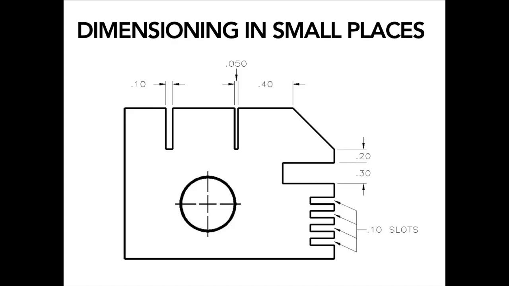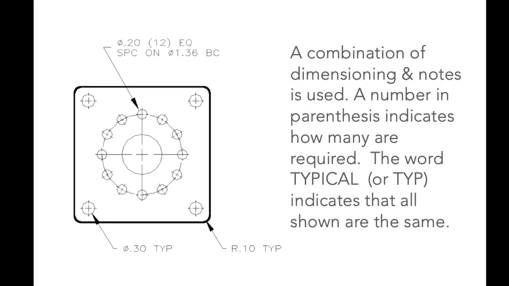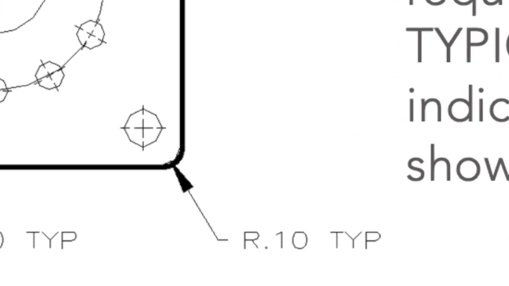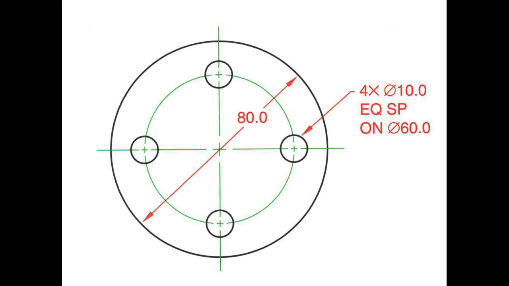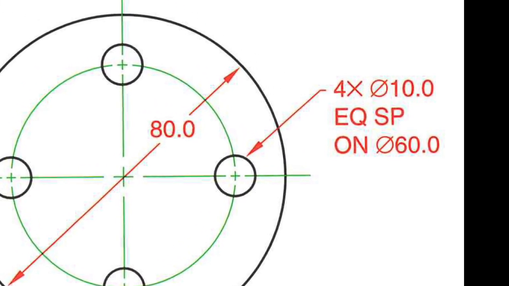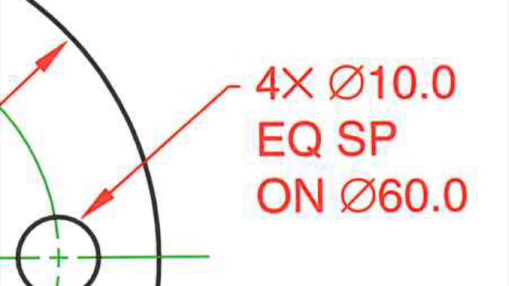Then for repeated details, you can also have this 0.10 slot with the different leaders pointing to each of those features. For repetitive features, there are different ways to do this. So typically for radiuses, I'm going to say give the R symbol, the number, and then TYP for typical in parentheses. When dimensioning multiple holes, give the number of holes with an X, and then the diameter with the measurement.